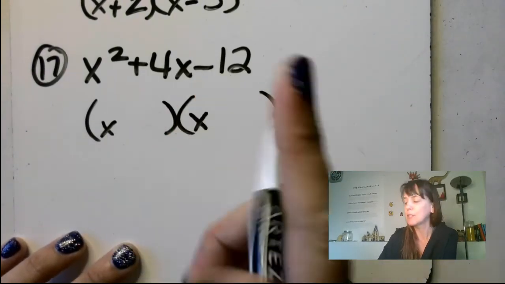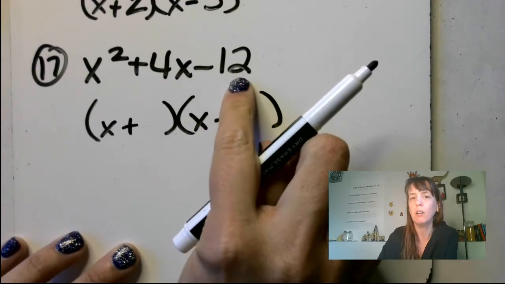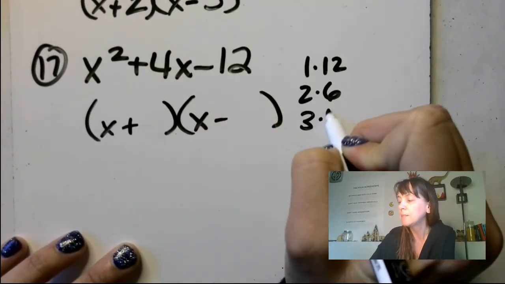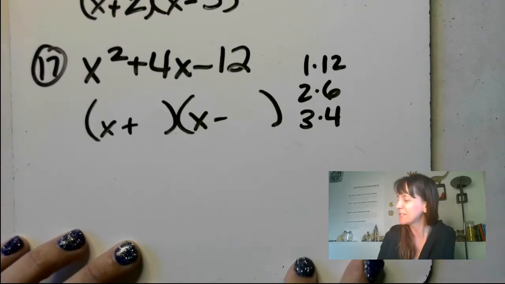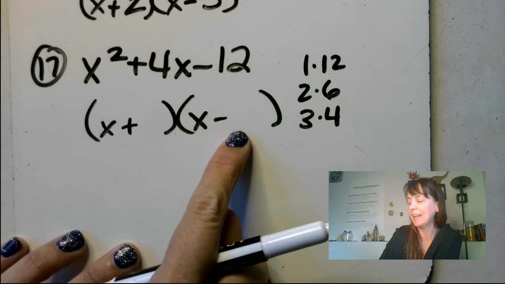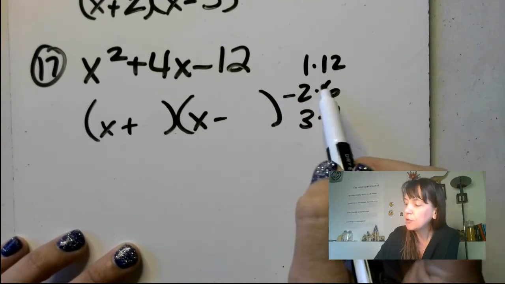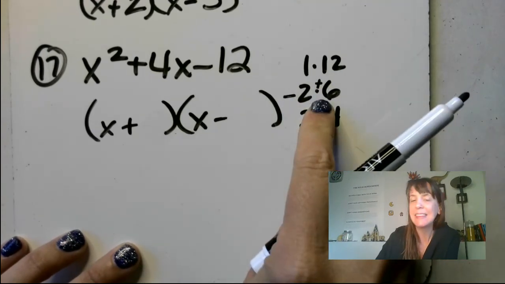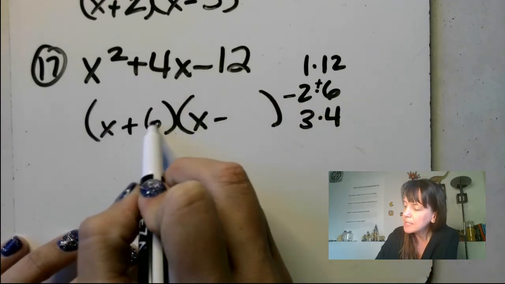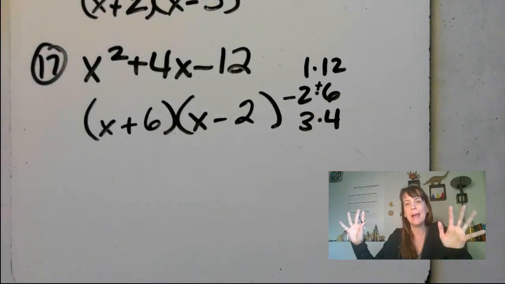All right, so we look at this, bubbles and then our x's, right? This tells us different signs, so we're gonna do plus, minus. We're gonna do all our factors of 12: 1 times 12, 2 times 6, 3 times 4. That's why I like 12, because there's lots of factors. Okay, I need a positive 4, so I need a positive and a negative. So if I do negative 2 and positive 6, that will give me positive 4. So let's copy that over here. Positive 6, negative 2, bam, that is my answer.